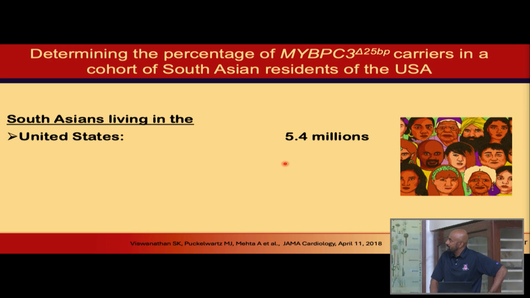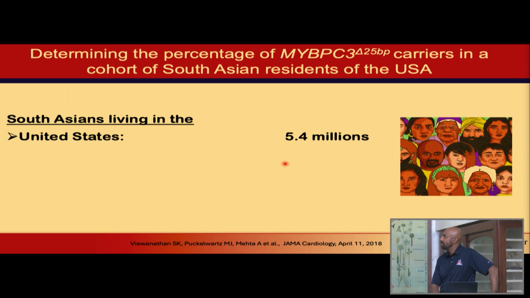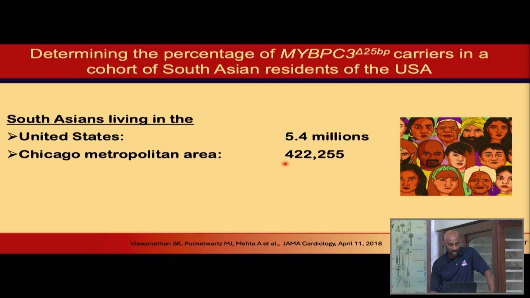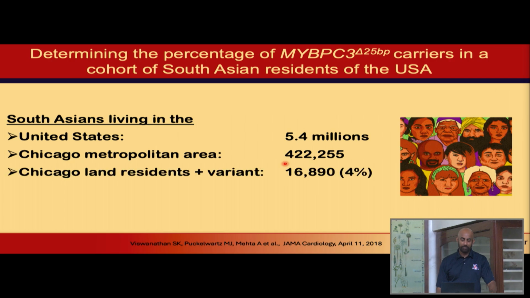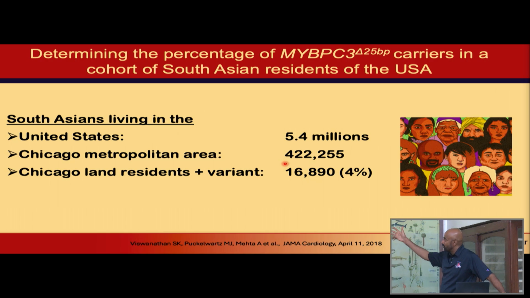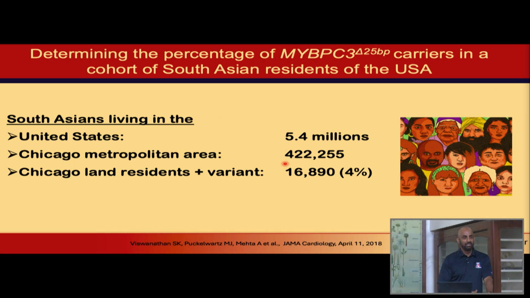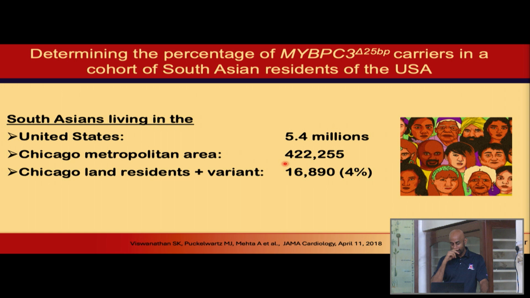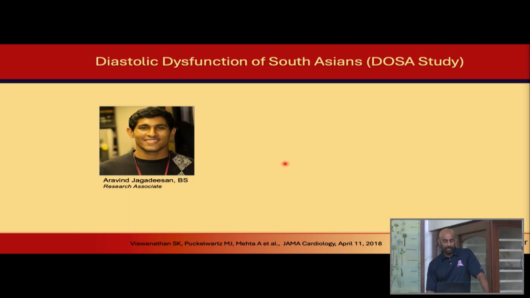In the US, South Asians, people from India, Pakistan, Bangladesh, Sri Lanka, number almost 5.4 million people. I was at Loyola University of Chicago and I looked at the number in Chicago. It's almost 400,000 people living there. So in my neighborhood, if I say 4% of the 400,000 people, I have 17,000 people just in Chicago walking with this variant. So I don't need to go all the way to India to do any genetic study. So I thought, okay. Then I had a summer student.